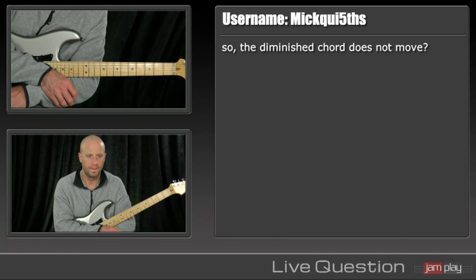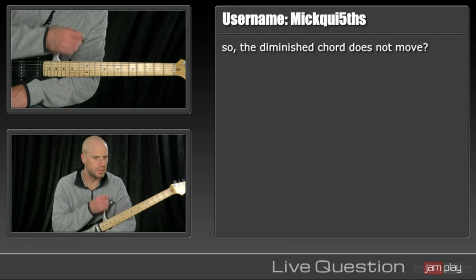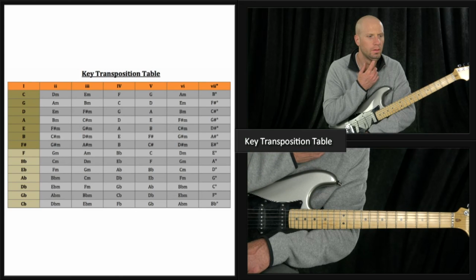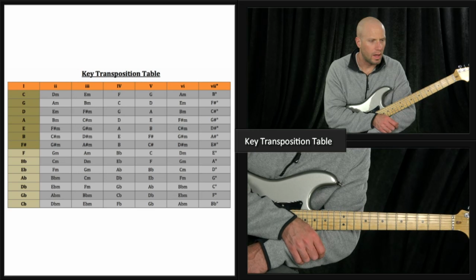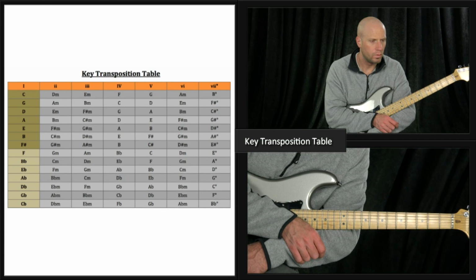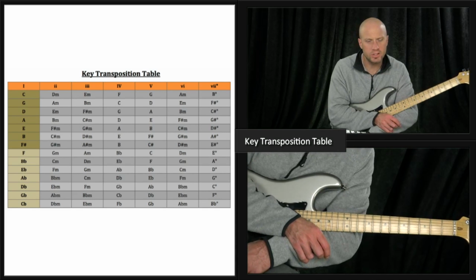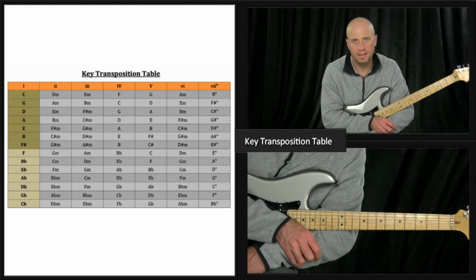Okay, this question is about the diminished chord. So the diminished chord does not move? Oh, it does. It absolutely does. Go back to the key transposition table here. So if we were to look at D Dorian in the key of C, our 7th tone would be C if we're in D Dorian, because the 2 becomes the 1, so the 1 becomes a 7. We would have a B diminished.